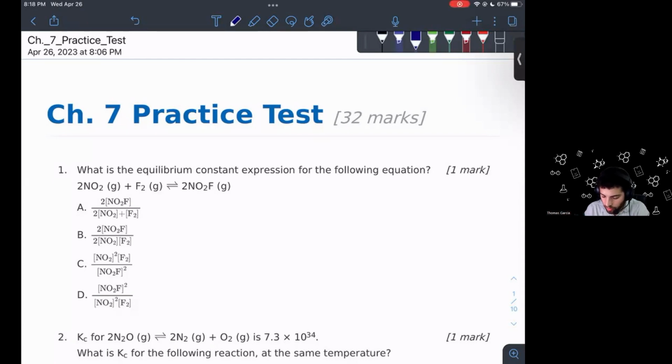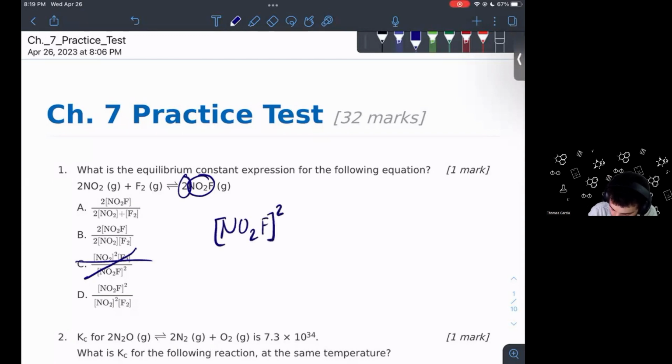Starting right out, which is the following constant expression for the following equation, the equilibrium constant. Starting with NO2F, it should be on the top. Therefore, this cannot be it. Next, it should have an exponent of 2. So our top should look like this, NO2F to the power of 2. Therefore, B and A cannot be it.